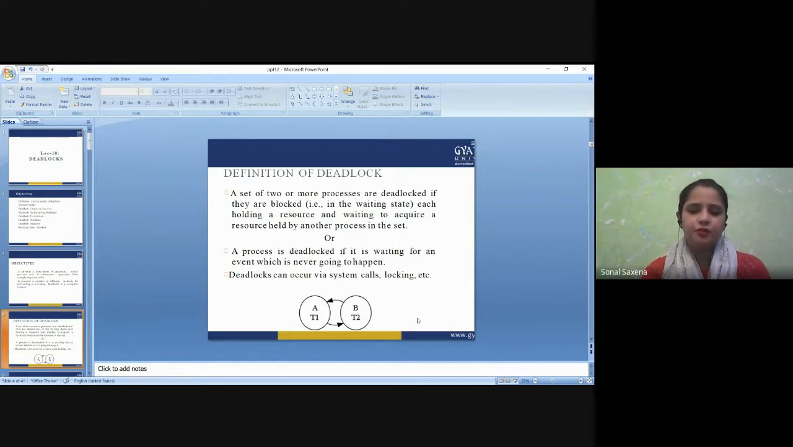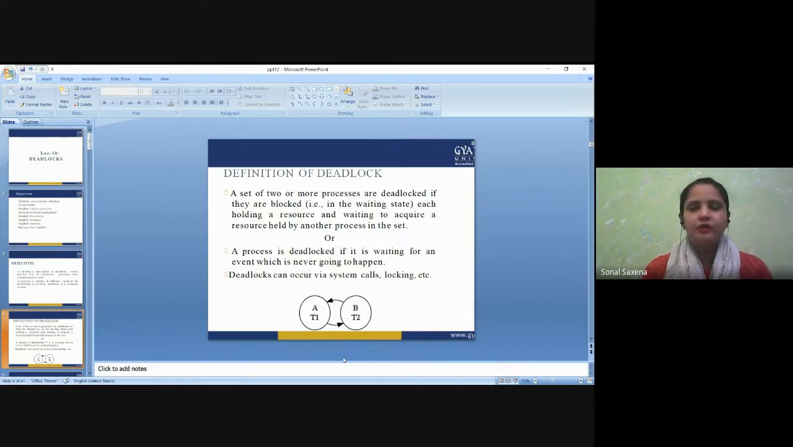So here you can see two conditions. A has already acquired the T1 resource and B has already acquired the T2 resource. But to run completely, A requires T2 and B requires T1. So both of them are holding one resource and both of them are in need of the other resource held by each other. So this condition is cyclic. This condition is a waiting state where nobody will get executed.